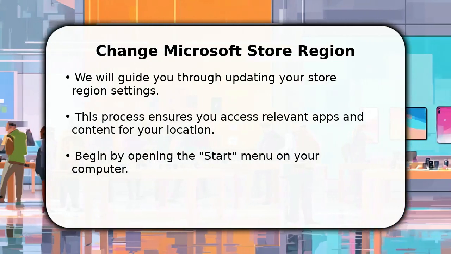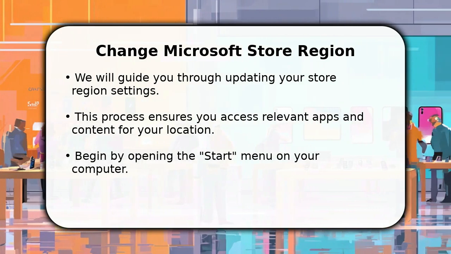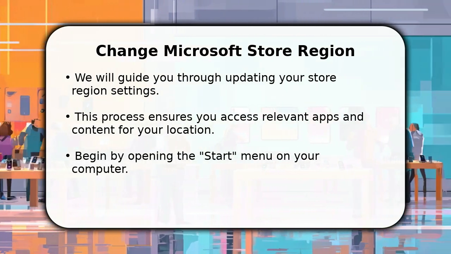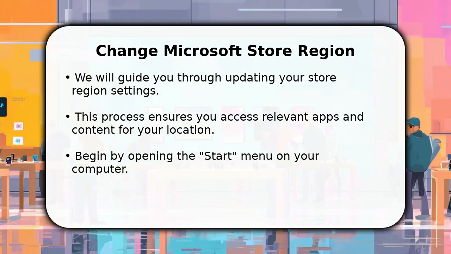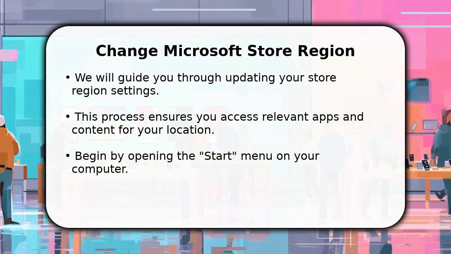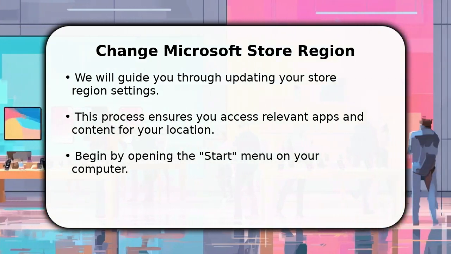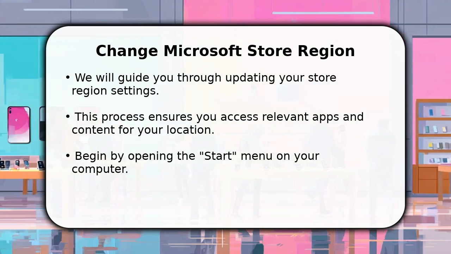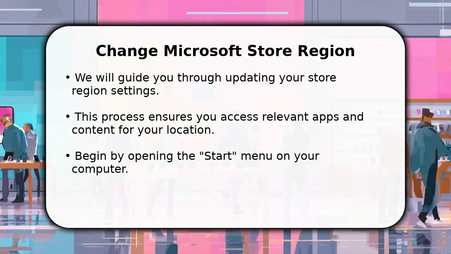In this video, I will show how to change your Microsoft Store region. To begin, please open the Start menu on your computer, typically found in the bottom left corner. Next, click on the Settings icon, which often resembles a small gear. This initial step will open your main system settings window, which is where we will find our next option for adjusting your location preferences. It's a very straightforward first step.